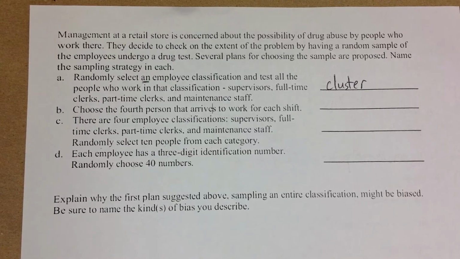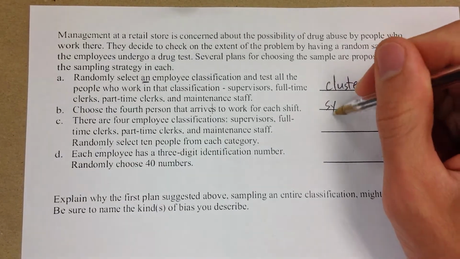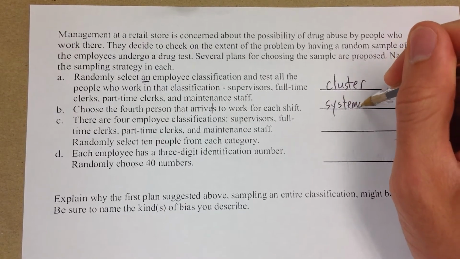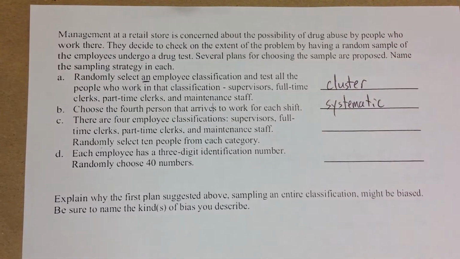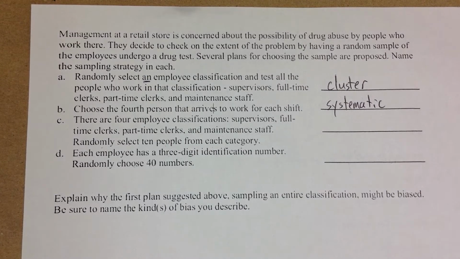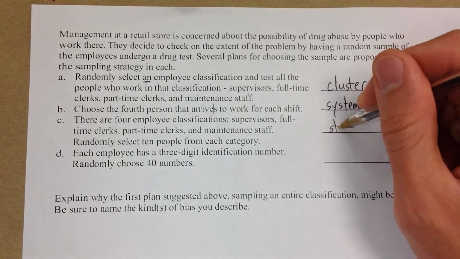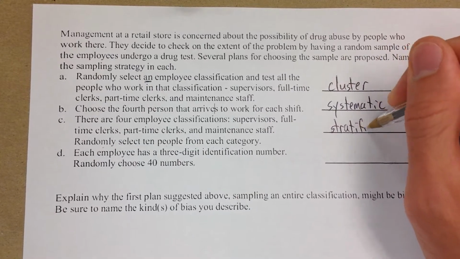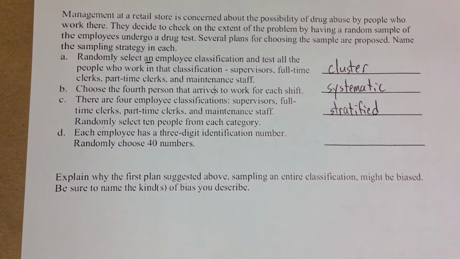Next, choose the fourth person that arrives to work for each shift. Ariel, what method is this? This is systematic. Easy. We have a system to it. Anytime you see, ask every nth person, systematic, I would say. C, there are 4 employee classifications, just like before: supervisors, full-time clerks, part-time clerks, and maintenance staff. Randomly select 10 people from each category. Dylan? Stratified random sampling.